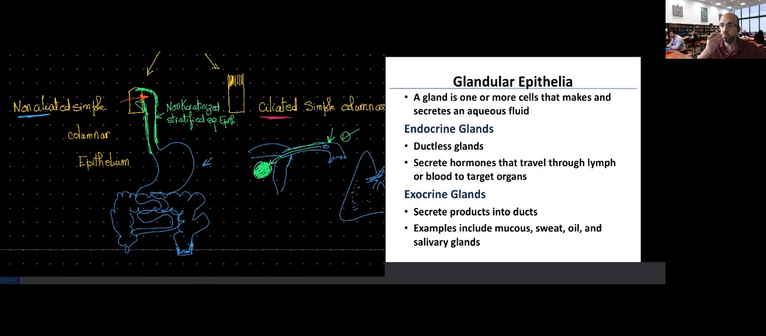So when you ingest food, the food will get in contact with the oral cavity first, pharynx, and then esophagus. So those are exposed directly to the outside.